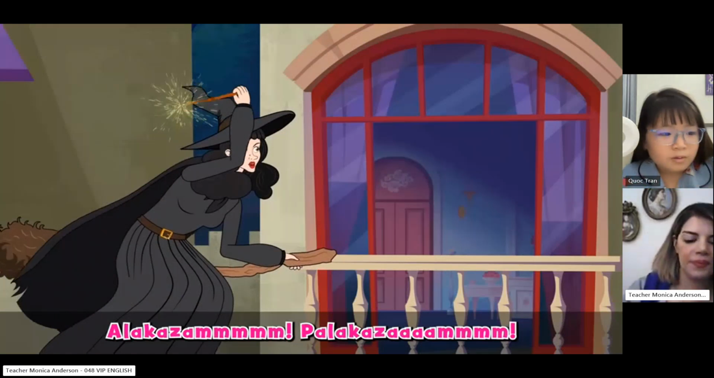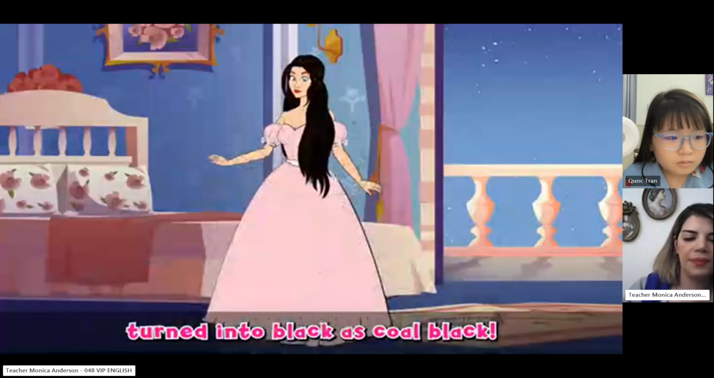At that moment, the princess's hair turned as black as coal.